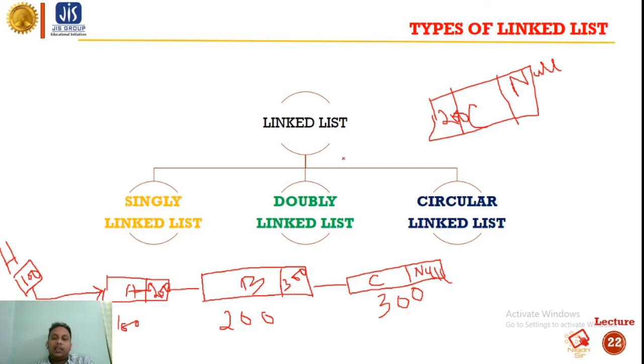If there is a circular linked list, suppose this is a circular linked list, what happens in the case of a circular linked list?